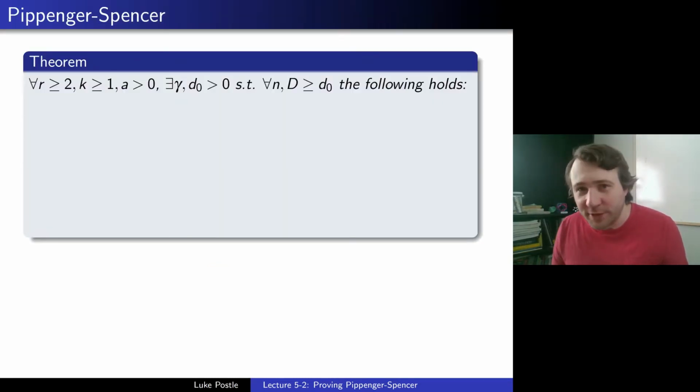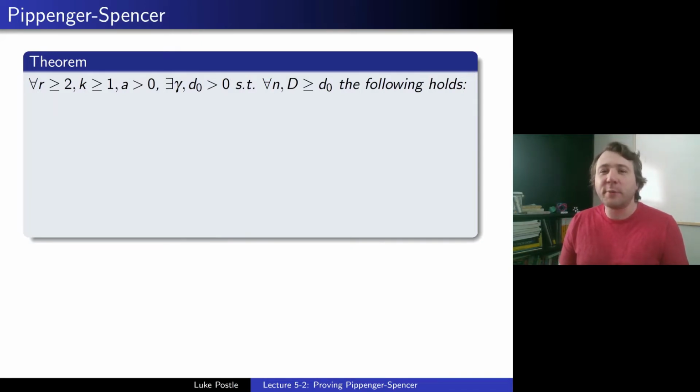So what is Pippenger-Spencer? To remind you, the theorem we'll be proving today says that for every r at least 2, k at least 1, a greater than 0, there exists a gamma and a d naught greater than 0, such that for every n and capital D bigger than d0, the following holds.